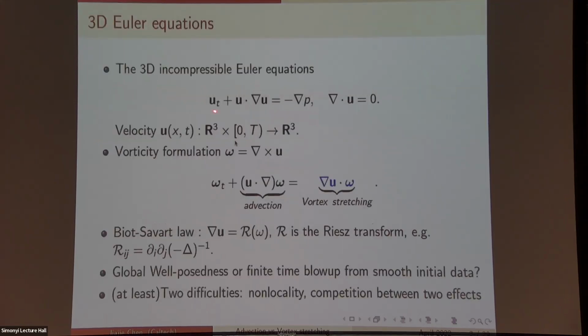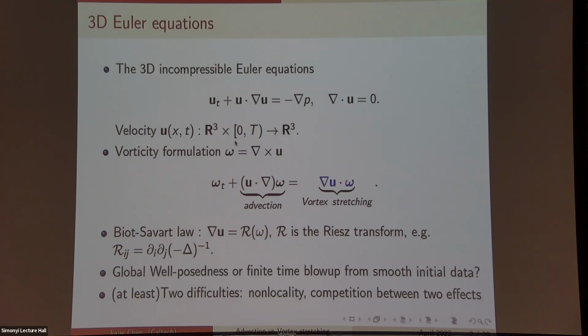Here, just a brief recall about the 3D Euler equation. Here, u is the velocity, p is the pressure, and we have the divergence-free condition. We can take curl on both sides to obtain this vorticity formulation. On the right-hand side, we have the vortex stretching term, and this is the standard advection term. Given the vorticity, we can recover the velocity via the Biot-Savart law. This part is the local.